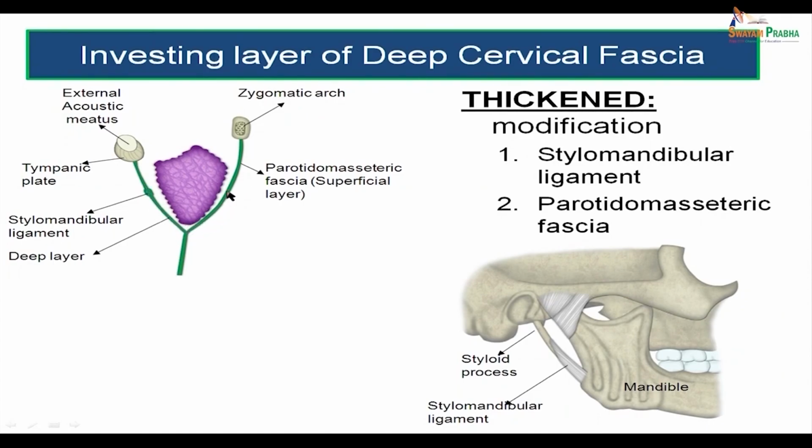This superficial layer which attaches to the zygomatic arch is called the parotidomasseteric fascia. It is very tough and unyielding, it does not allow any stretch. The posterior layer goes and attaches to the tympanic plate under the external acoustic meatus. This posterior layer shows a thickening in the middle, that is called the stylomandibular ligament. The stylomandibular ligament is attached to the mandible and to the styloid process.